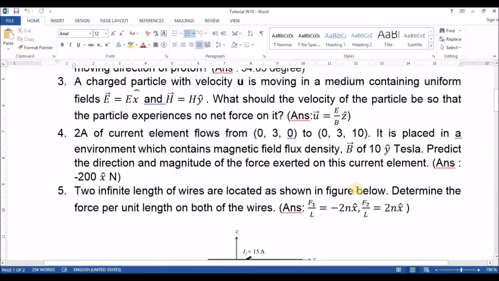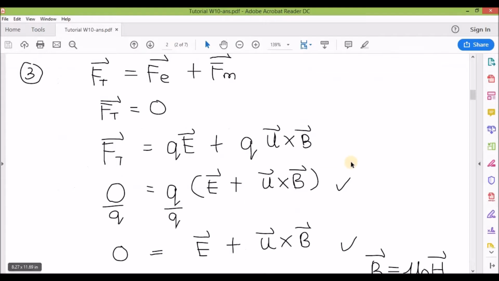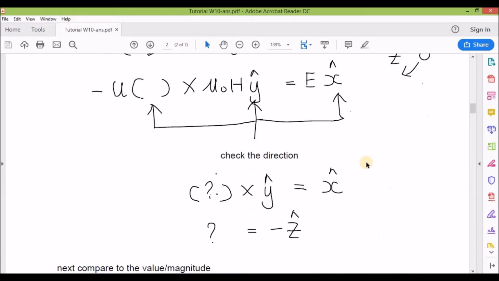Now we refer to question 4. So you have 2 amperes of current elements flows from this point to this point. So you have to draw it out, and it is placed in an environment which contains magnetic field flux density B of this one, and the B is in Y directions. So you have to predict the direction and magnitude of the force exerted on this current element. So let's look at the solution.